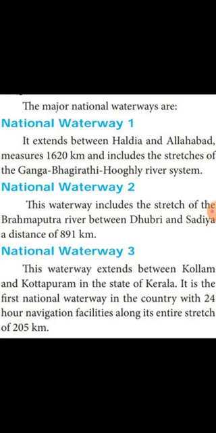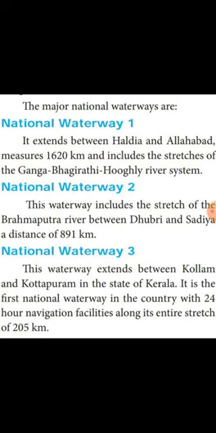Okay. Then the second one is National Waterway 2. This waterway includes the stretch of the Brahmaputra river. It extends between Dhubri and Sadia. The distance is 891 kilometers.